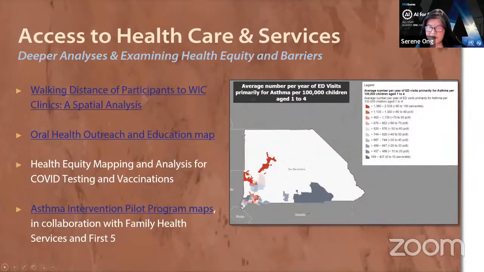For asthma intervention, our family health services program, we mapped the impact of asthma on children, the number of emergency room visits in a year by children, primarily for asthma. We then looked at this data in context with the US EPA air quality data and demographic data to see whose children were being impacted and where.